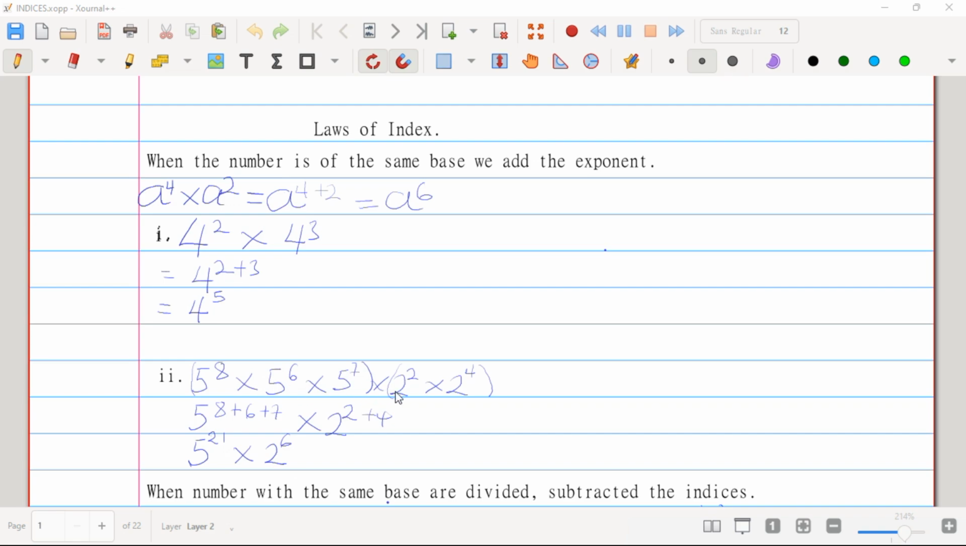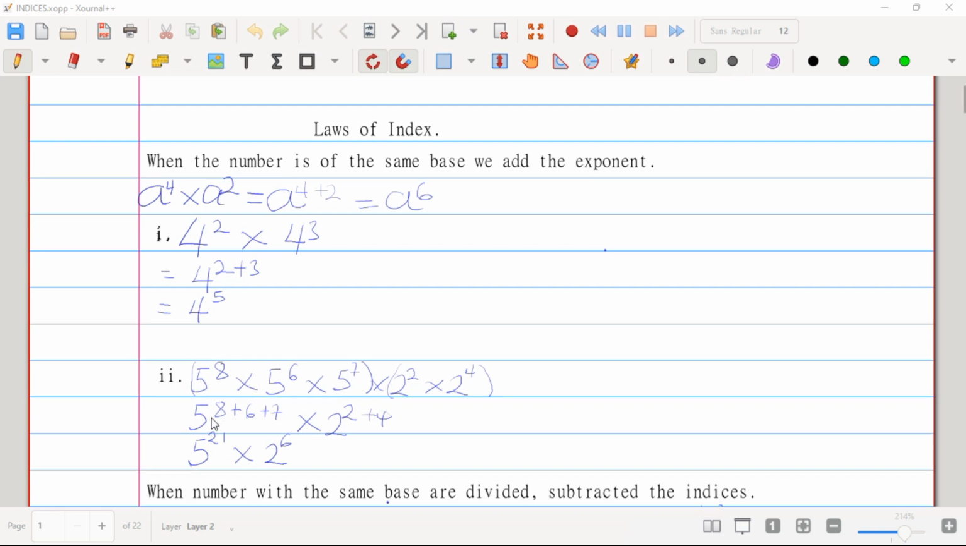So what we are going to do is group the bases with their like terms, right? So we are going to group the 5s, we are going to group the 2s and then just add the exponents. So here we are going to have 5 raised to the power 8 plus 6 plus 7 because we are having base digits that are the same. So you are just going to add the exponent.